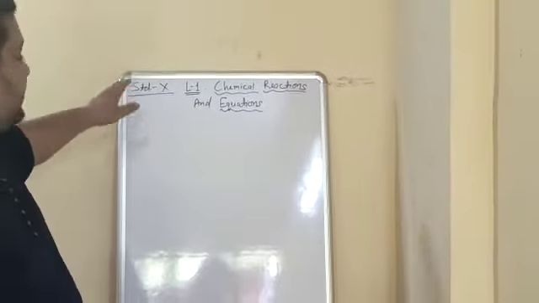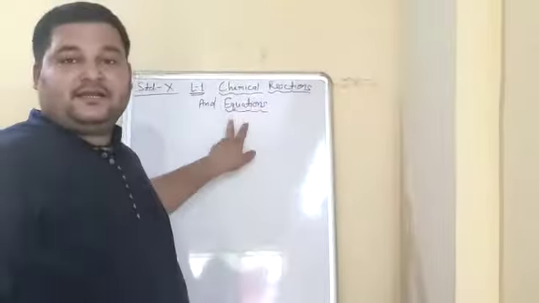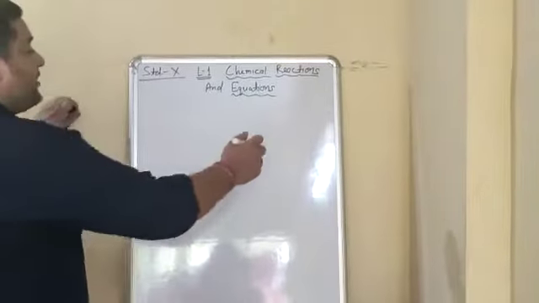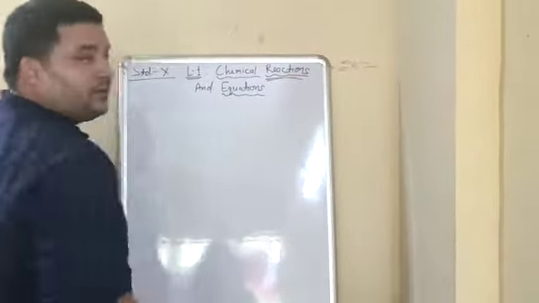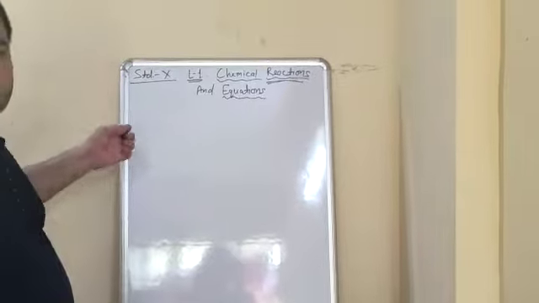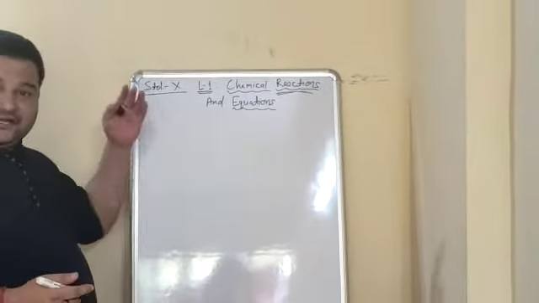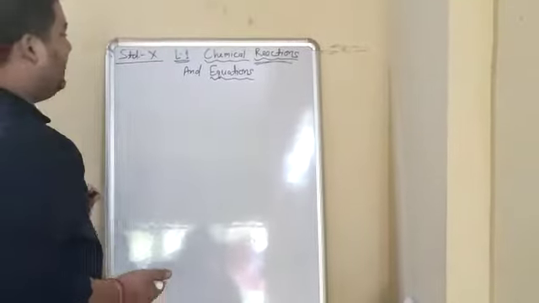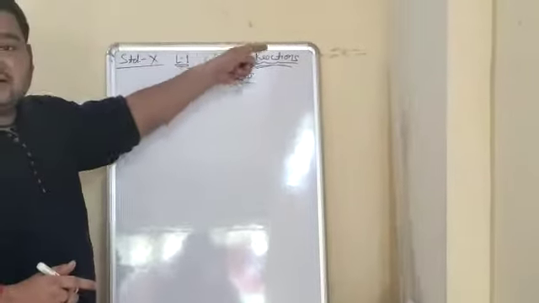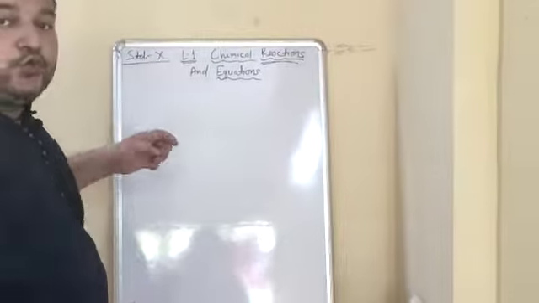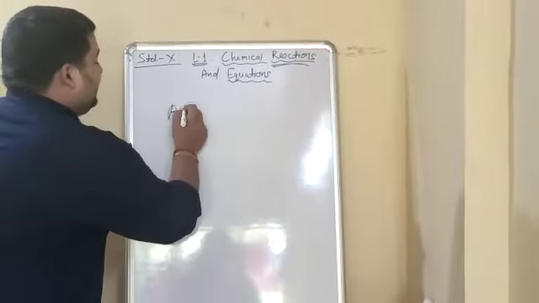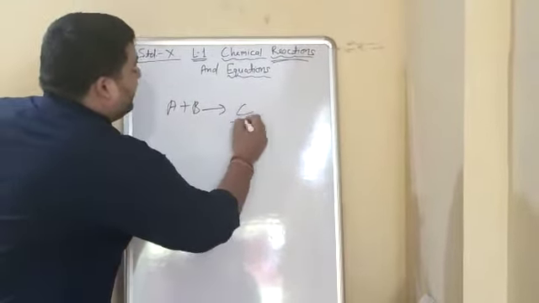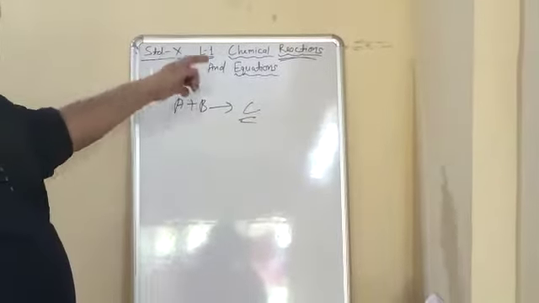Today we'll start chemistry lesson number 1, chemical reaction and chemical equation. So what is chemical reaction? A reaction in which two or more substances react to each other, form a new substance with new properties. Just keep in mind, a chemical reaction is a reaction in which two or more substances react to each other, form a new substance with new properties.